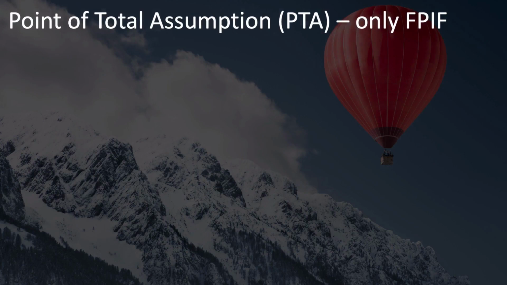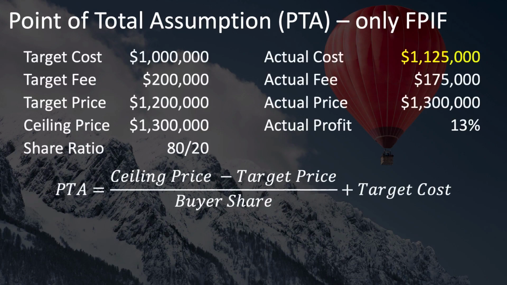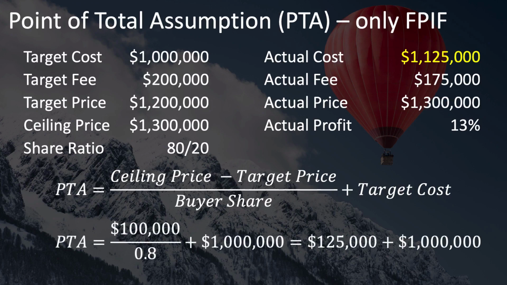This is a concept that may take some time to become comfortable with, so let's go through another example of the point of total assumption. We'll use slightly different contract terms. This time, the target fee is $200,000 instead of $100,000. This changes our target price to $1.2 million and reduces the range of sharing of cost overruns down to $100,000 because we still have the ceiling price of $1.3 million.